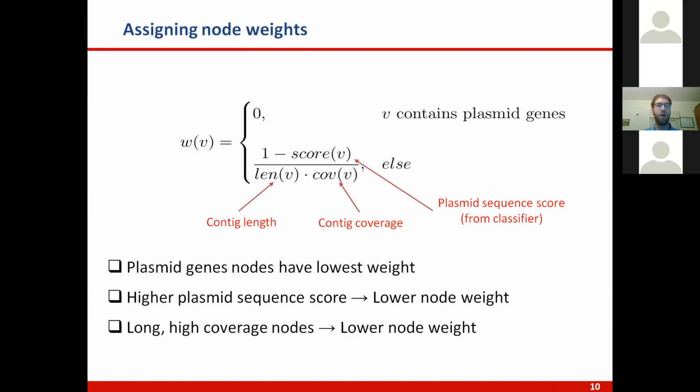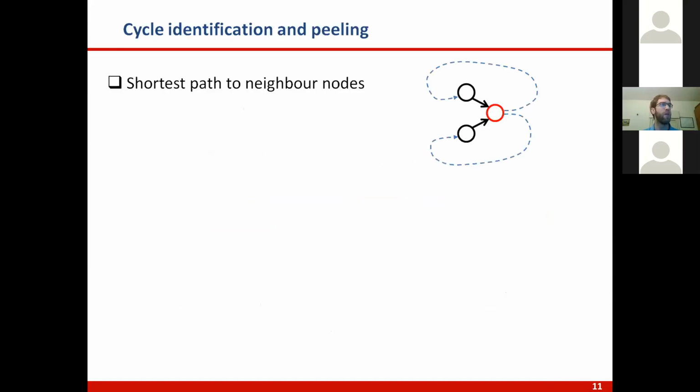And so overall, we have the lowest weight nodes in the graph are going to be the ones that we believe really come from plasmids. That brings us to the core of the algorithm, which is to use the shortest paths or lowest weight paths. We search for, going over every single node in the graph, a shortest weight cycle through that graph by looking for the lowest weight path to the incoming neighbor nodes of that node of interest, here shown in red.